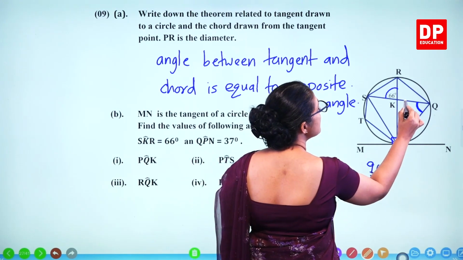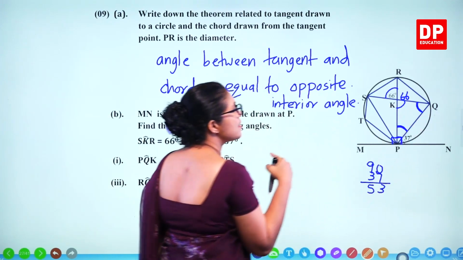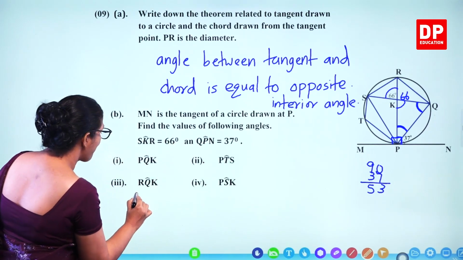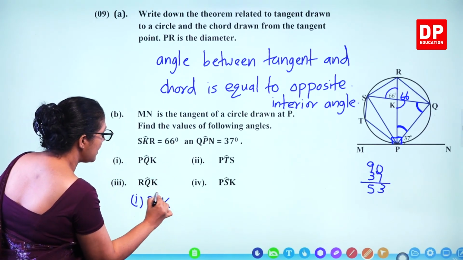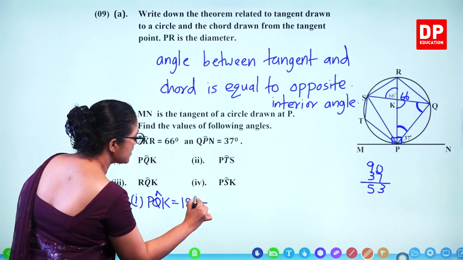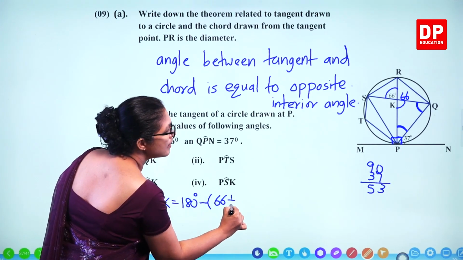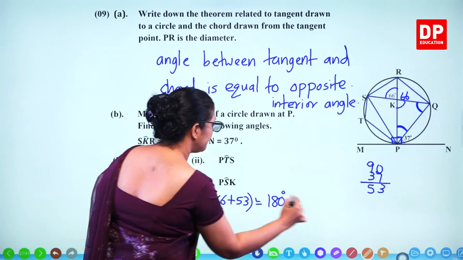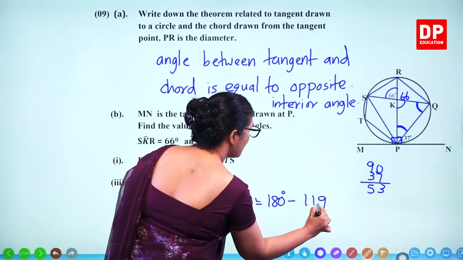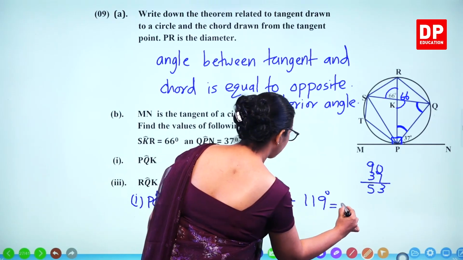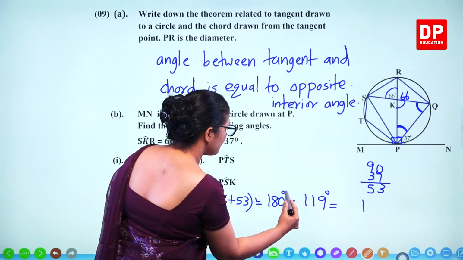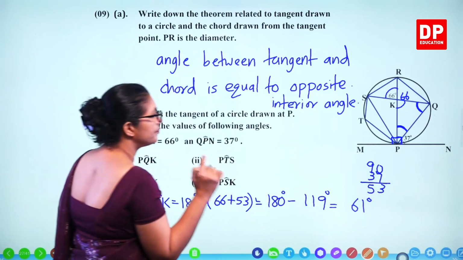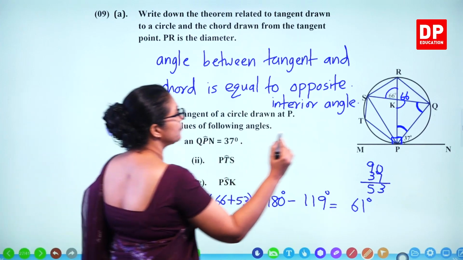That's 53, and this is 66. 180 minus these two is this angle. So first we'll find that PQK is 180 minus 66 and 53. 180 minus 119 is 61. That's the first angle we found. This is 61.